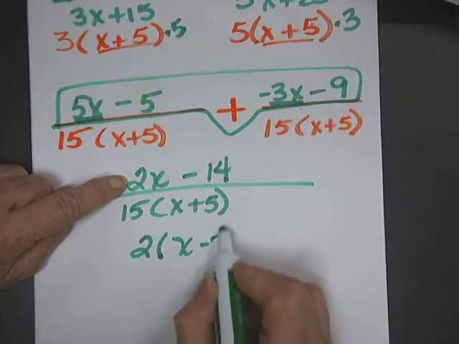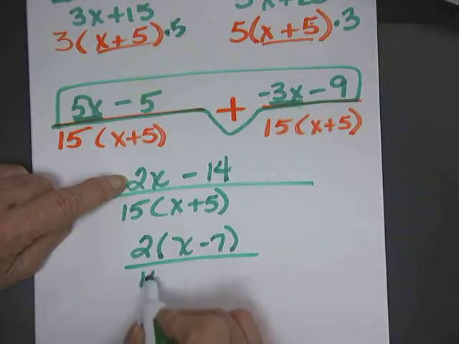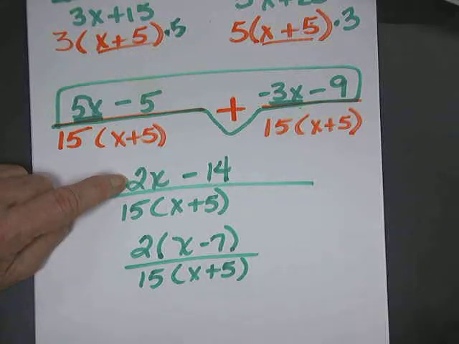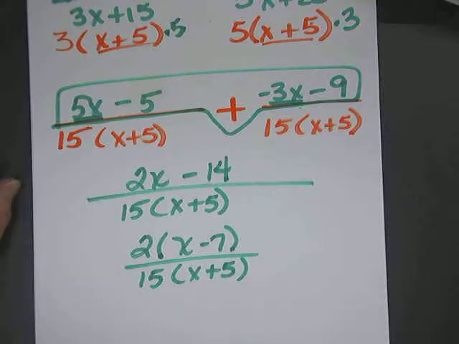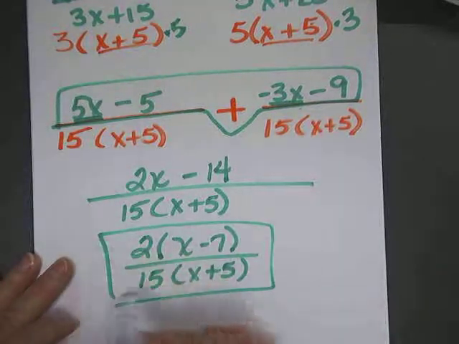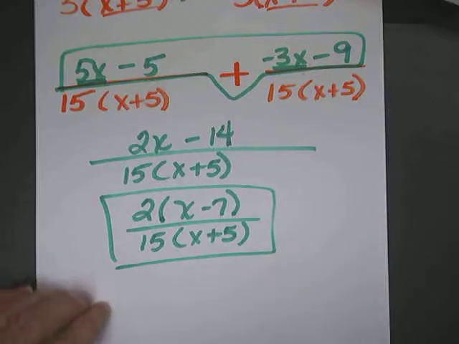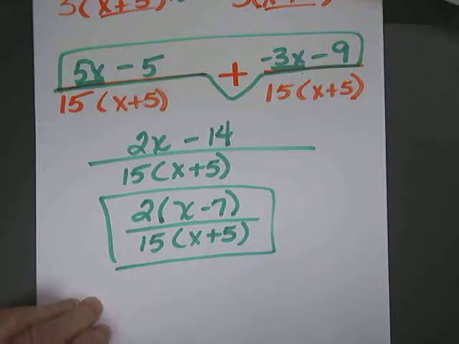Instead of writing it all out, let's combine our like terms. Our x's are like terms. 5x minus 3x is 2x. Negative 5 and a negative 9 is negative 14, over our common denominator.